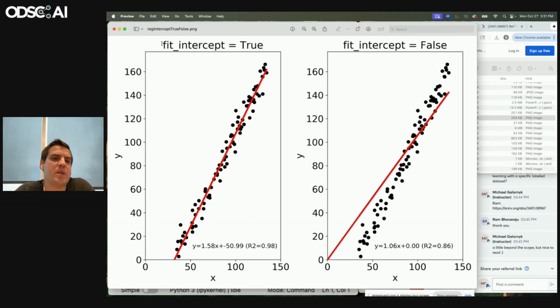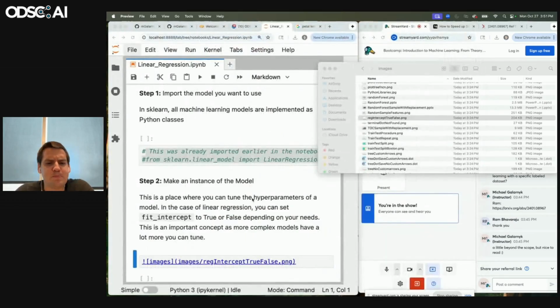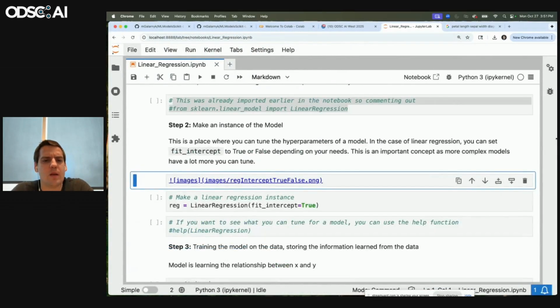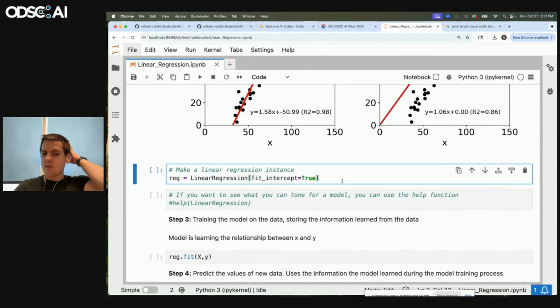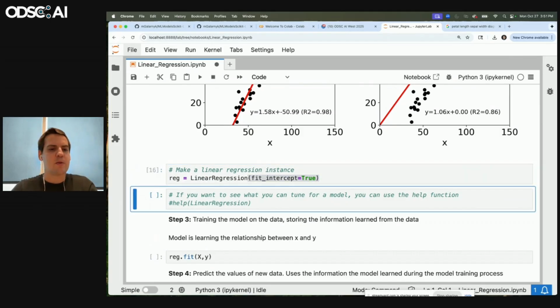So the basic things you can do right now make a big difference. And by default, I believe fit intercept equals true. So you're not going to have this issue for linear regression, but you'll have this sort of issue with some other models down the road. And we even have that today, by the way. So make an instance of the model with fit intercept equal to true.